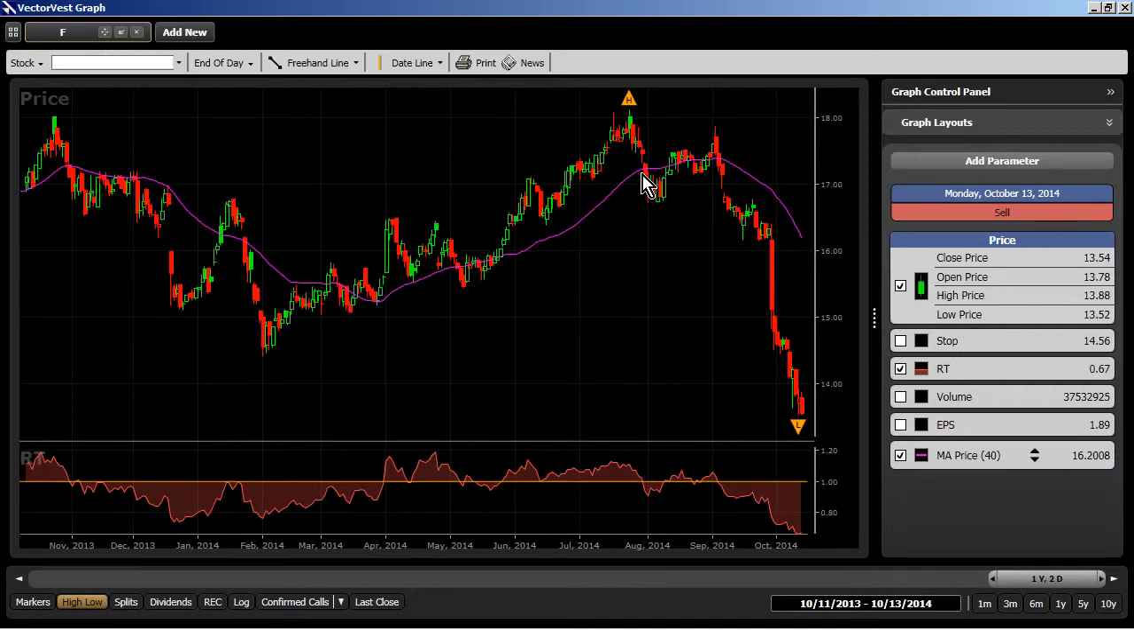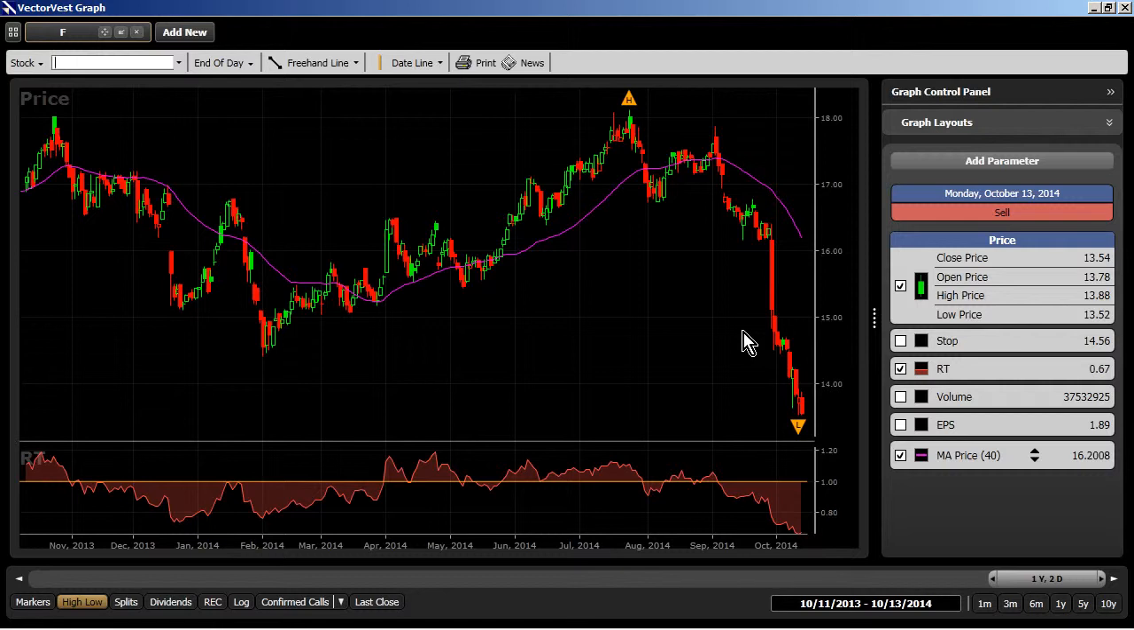But take a look over here. When it crossed below the 40-day moving average, here it was at 17 and it dropped to 13. So if you have a stock in your portfolio and the price goes below that 40-day moving average, you should definitely become defensive. And there's several things you could do. You can, of course, either close the position or tighten your stops.